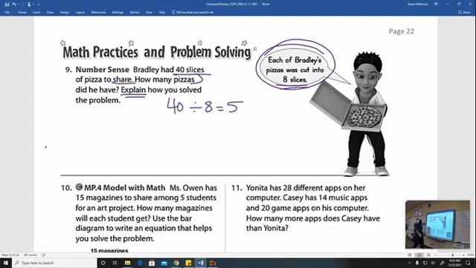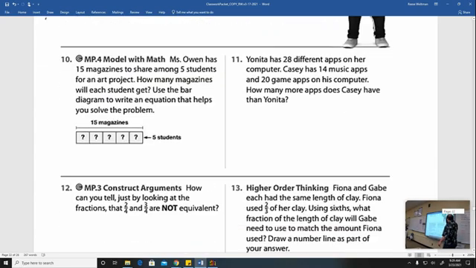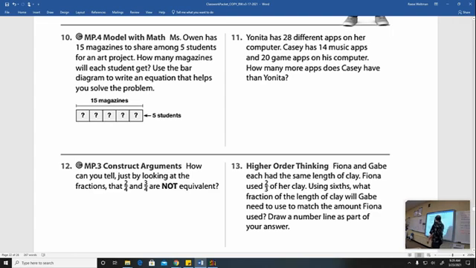Now, let's look at number 10. I didn't write the sentence here, but I do want to see that you guys have a sentence. Miss Owen has 15 magazines to share among 5 students for our project. How many magazines did each student get? And then use the bar diagram to solve.